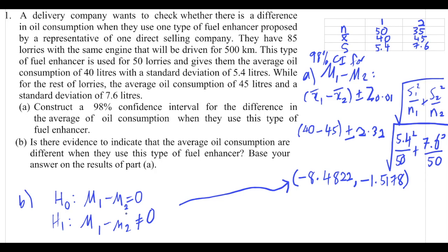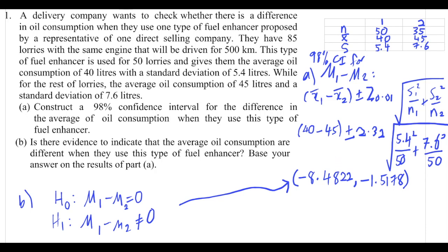I repeat myself. The null hypothesis says mu 1 minus mu 2 is equals to 0. However, when we calculated the 98% confidence interval for mu 1 minus mu 2, we get a confidence interval that does not contain the value 0. So that is why, in this case, the null hypothesis can be rejected because 0 is not in the interval here.